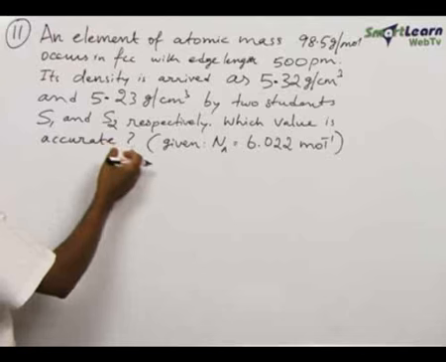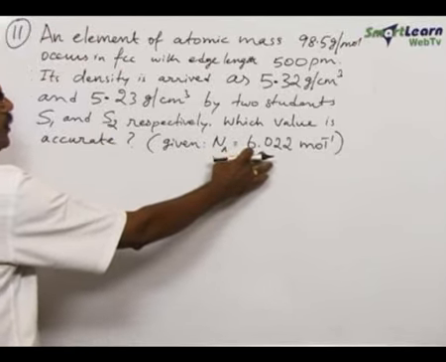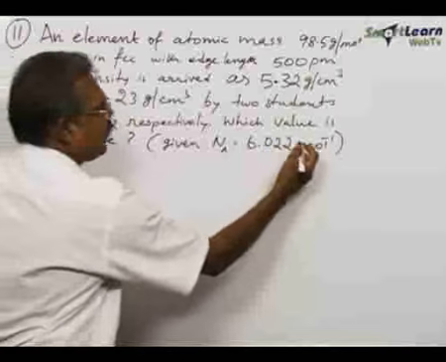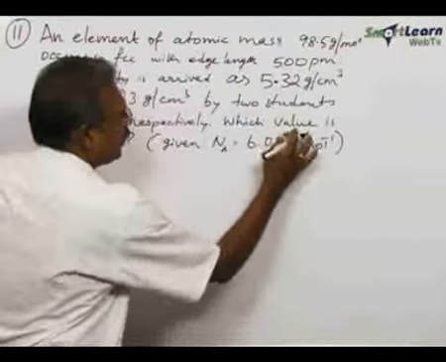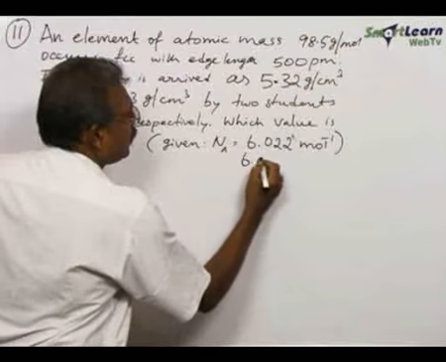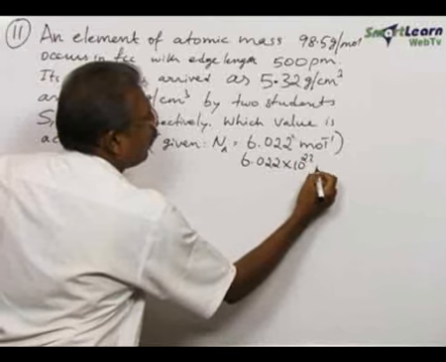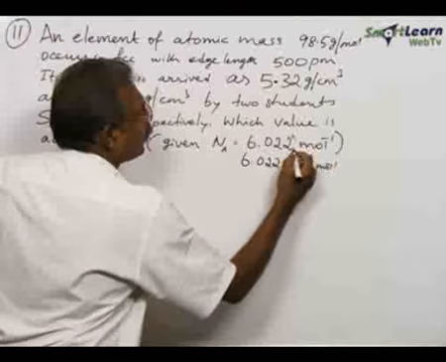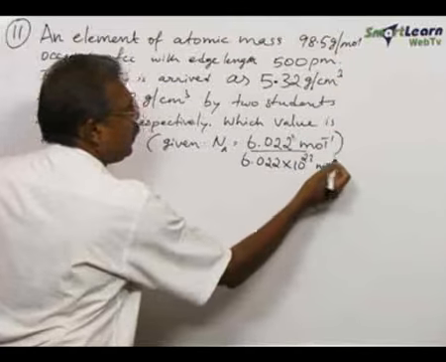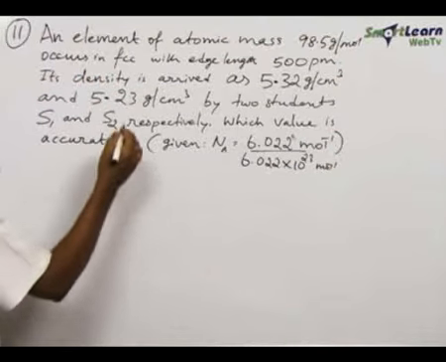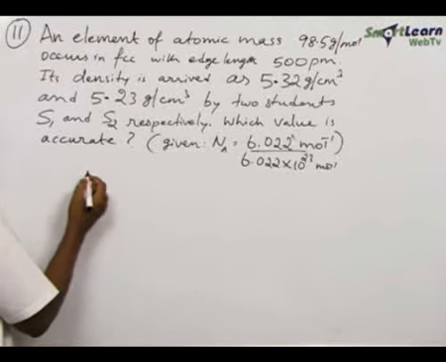Therefore, the better way is to calculate the Avogadro constant, because this is 6.022 into 10 power 23 per mole. So this you interpret as 6.022 into 10 power 23 mole per mole. Now, first we calculate the density according to student number 1.